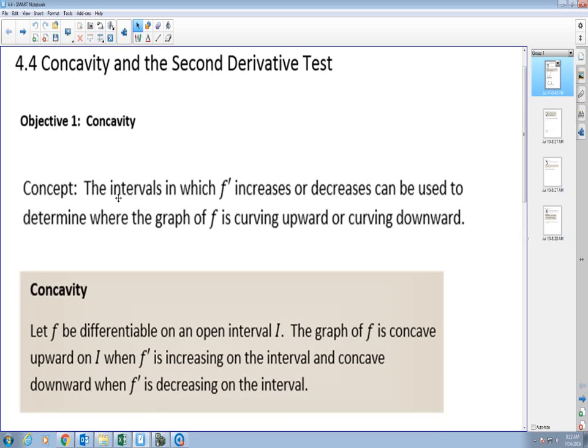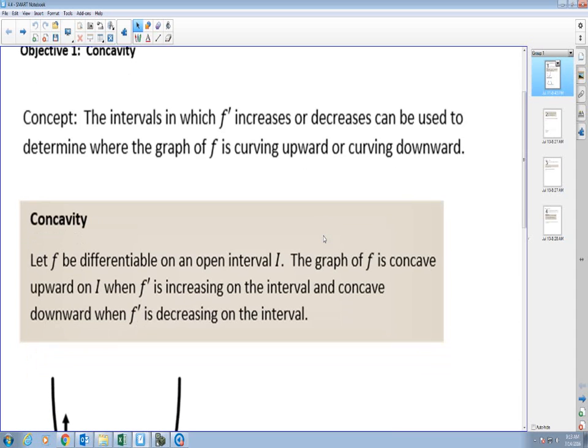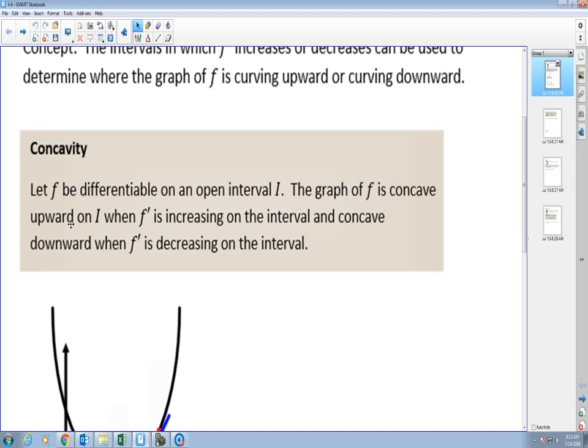Today, the first thing we're going to do is talk about concavity. The concept is that the intervals in which f prime increases or decreases can be used to determine where the graph of the function f is curving upward or curving downward. If f is differentiable on an open interval I, the graph of f is concave upward on the interval when f prime is increasing on the interval, and concave downward when f prime is decreasing on the interval.